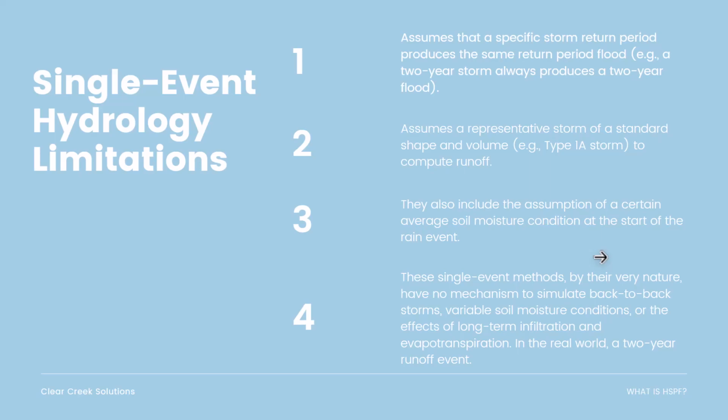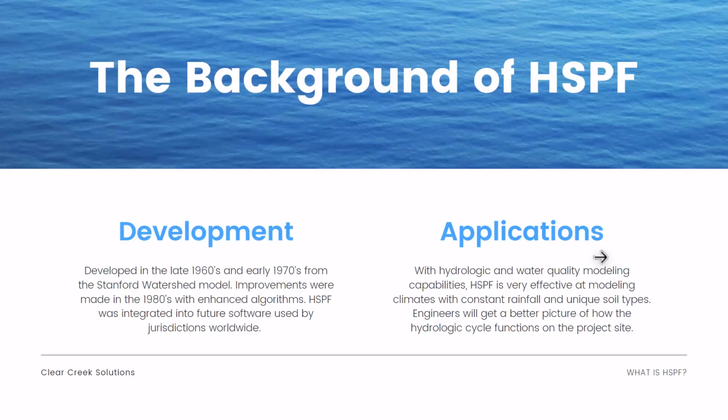These single event methods, by their very nature, have no mechanism to simulate back-to-back storms, variable soil moisture conditions, or the effects of long-term infiltration and evapotranspiration. In the real world, a 2-year runoff event is going to be much different than the 2-year storm, because the soil conditions are not going to be stable or completely dry at the beginning of the event.